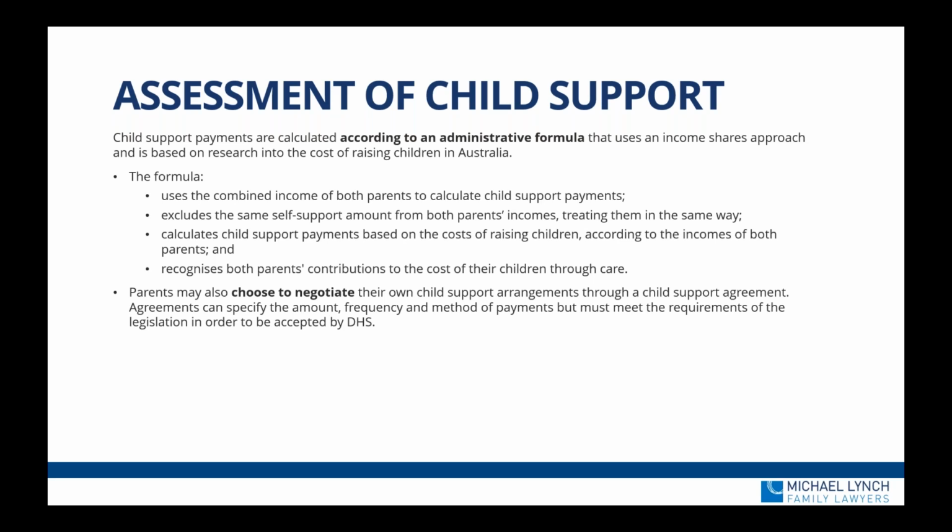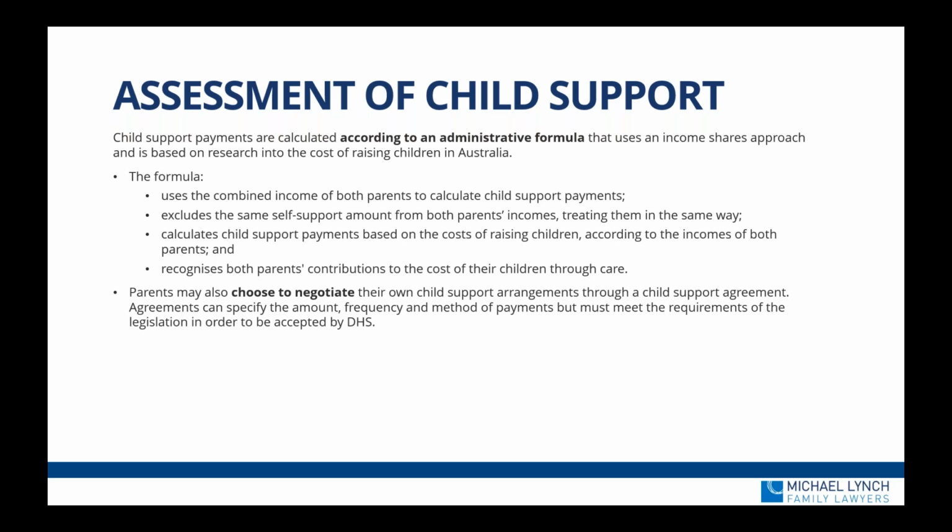Important to note that parents can always choose to negotiate their own child support arrangements. They don't have to lodge to have an administrative assessment. They can agree on an amount without ever involving the Department of Human Services, and they can then just specify the amount between them and pay that amount. But the department exists as a backup if parents can't agree.